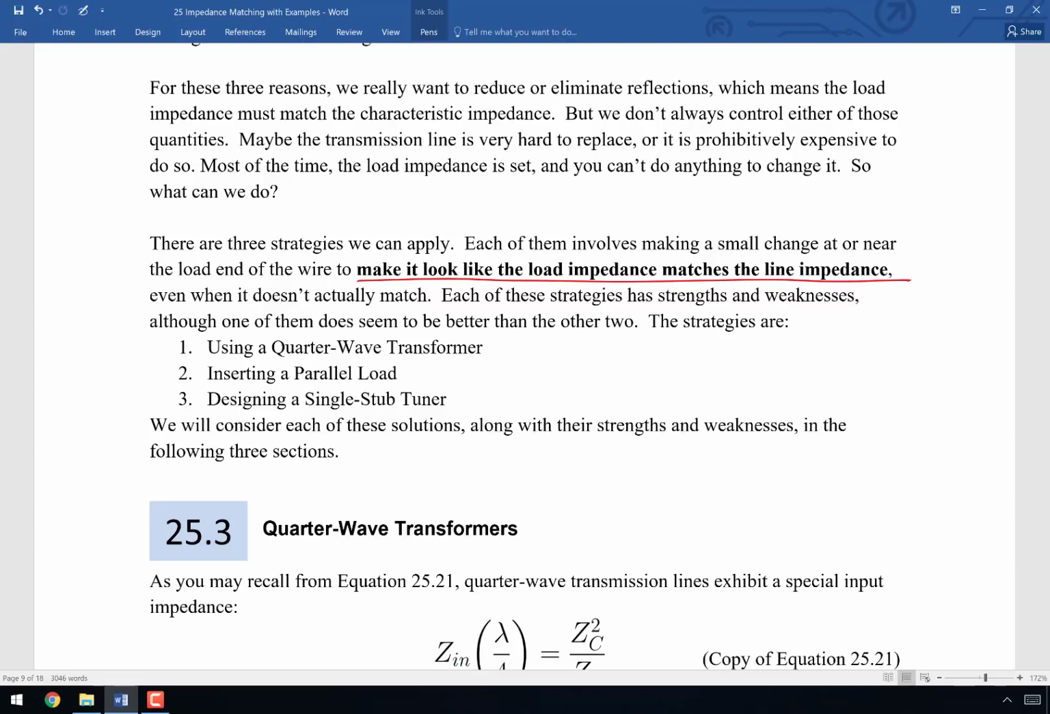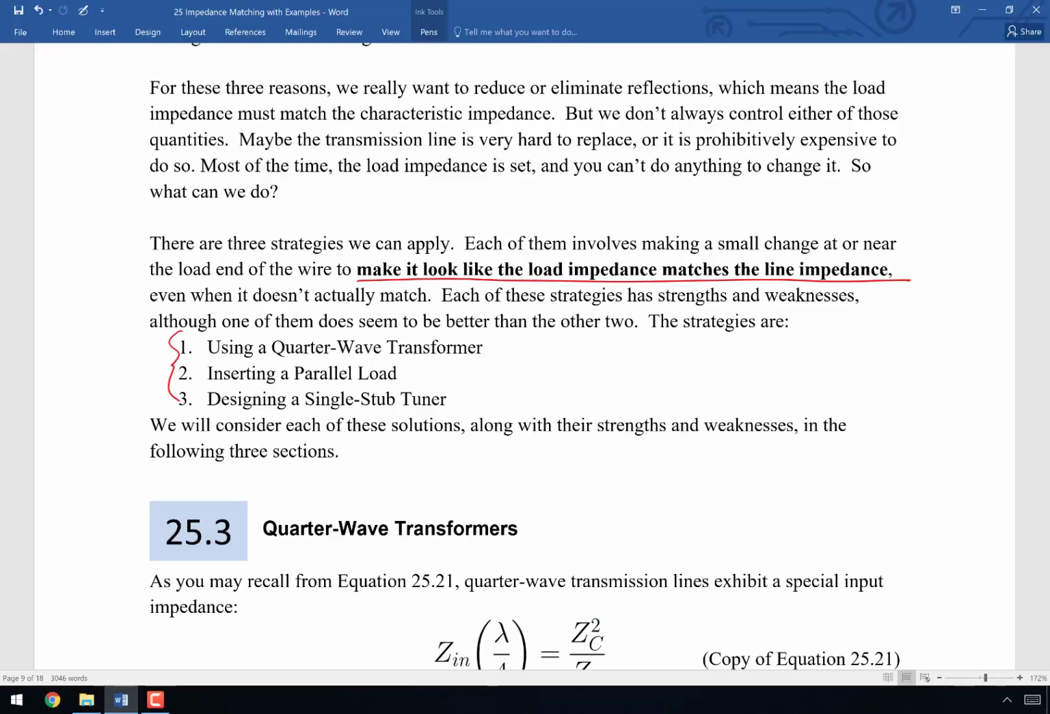Because we're going to assume that we can't change the line impedance. Maybe this transmission line is too long or too expensive or too inaccessible to change. And we're also going to assume that we can't change the load. Maybe this is a 50-foot antenna, and we can't change that antenna, or it's some sort of proprietary antenna, and we don't have access to change the impedance of that load. So if we can't change the line and we can't change the load, we're going to make it look like the load matches the line. We have 3 methods for doing this.